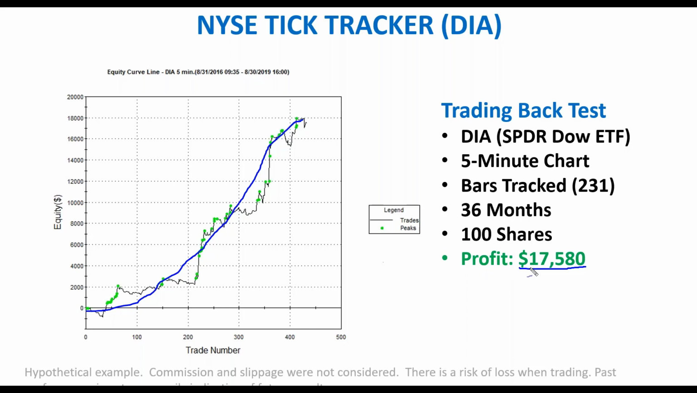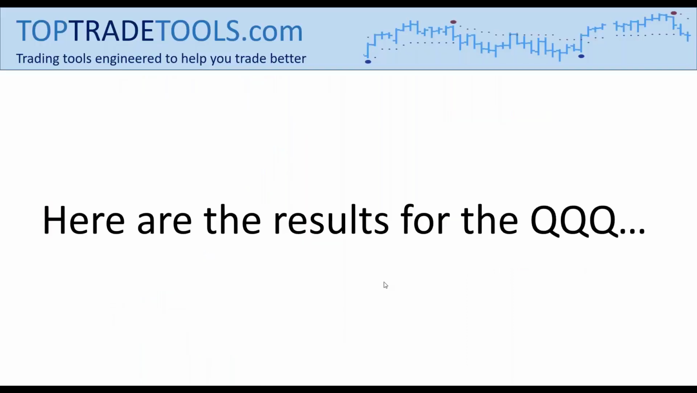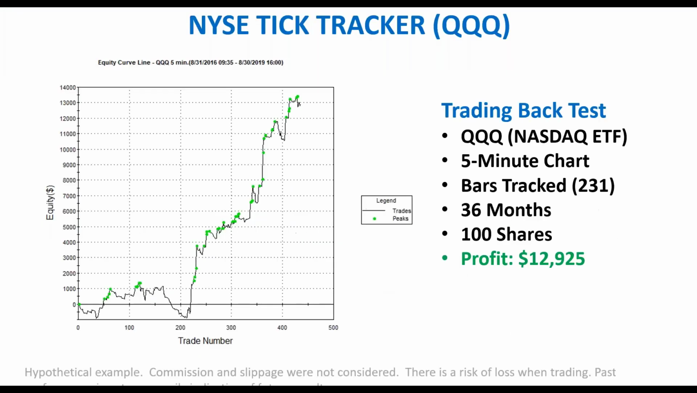So it made $17,580 over the past 36 months. And even more important than that, the equity curve looked really nice. Well, what about the QQQ? We're great on the SPY. We're great on the Dow Jones Industrial Average. So I tested this for the past 36 months on QQQ, and you'll see it was up $12,925. Really interesting.